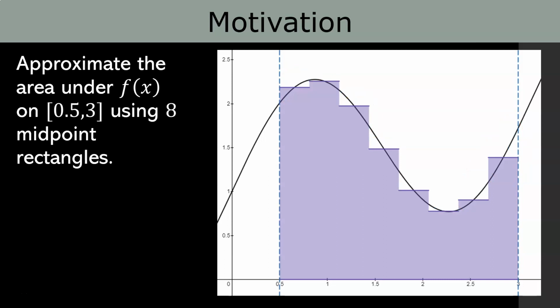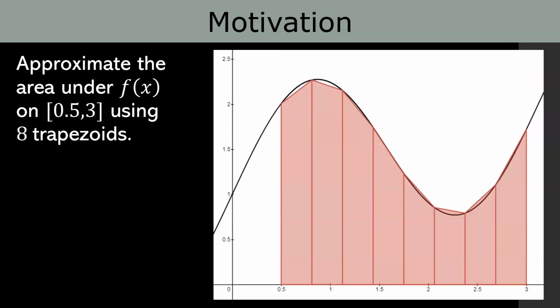But what about midpoint rectangles? Hey, they're kind of better. This little triangle and this triangle, a little too much and a little not enough, seem to kind of cancel each other out. So that seems pretty good. And it is, but there's an alternative to midpoint rectangles, and it's actually a pretty straightforward formula.